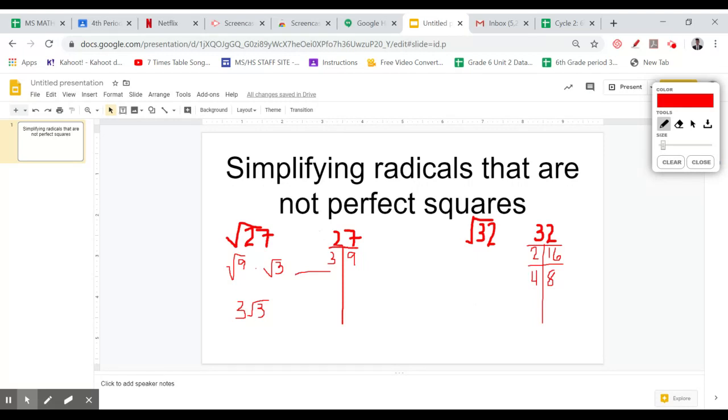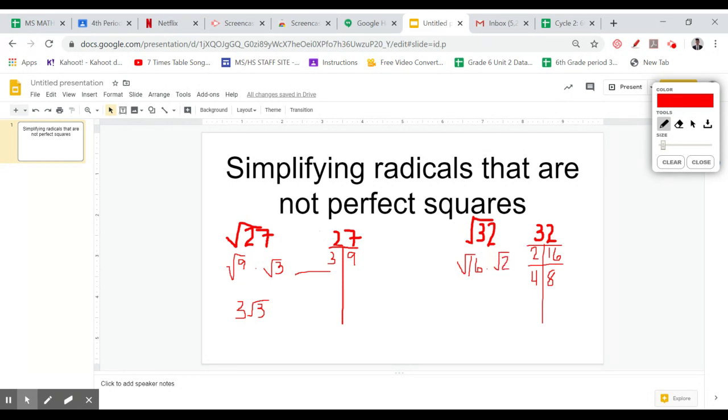From this list of factor pairs, we have to look for the pair which contains the greatest perfect square factor. In this case, we have 2 and 16. So we're going to use 2 and 16. Now you have to rewrite these two factors into radical form. So I'm going to have square root of 16 times square root of 2.